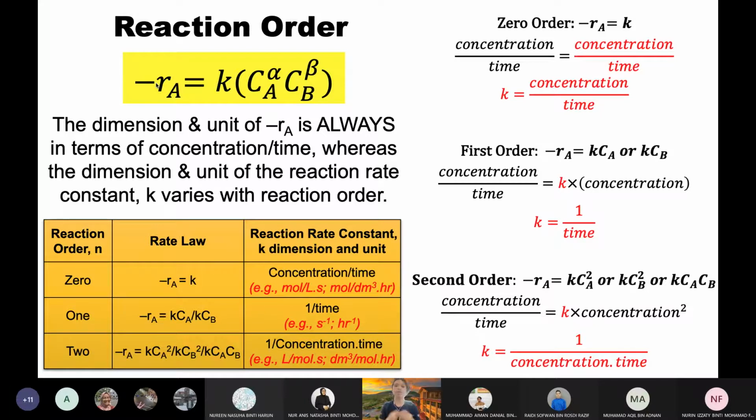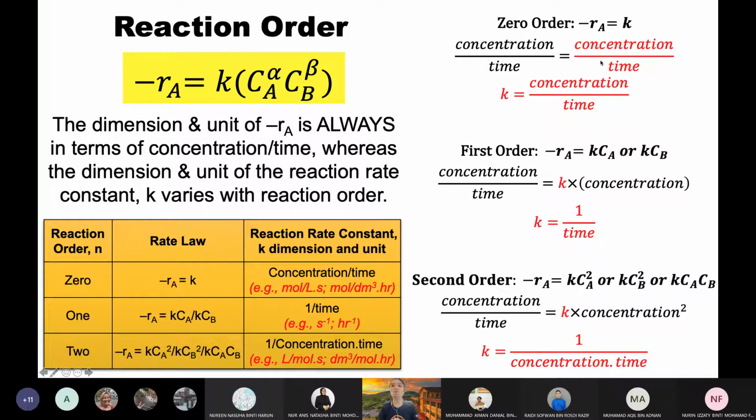So if you forget, minus RA is the rate of reaction, kadar tindak balas. So, how we measure the rate of reaction? We measure the concentration of A with time. Sebab tu kadar tindak balas adalah sama dengan perubahan kepekatan A terhadap masa. So, minus RA dimension dia sentiasa concentration per time. Tetapi kalau kamu perasan, on my left hand side, the dimensions are constant. Therefore, on the right hand side, unit K ni akan berubah. Sebab dia bergantung kepada reaction order kan.